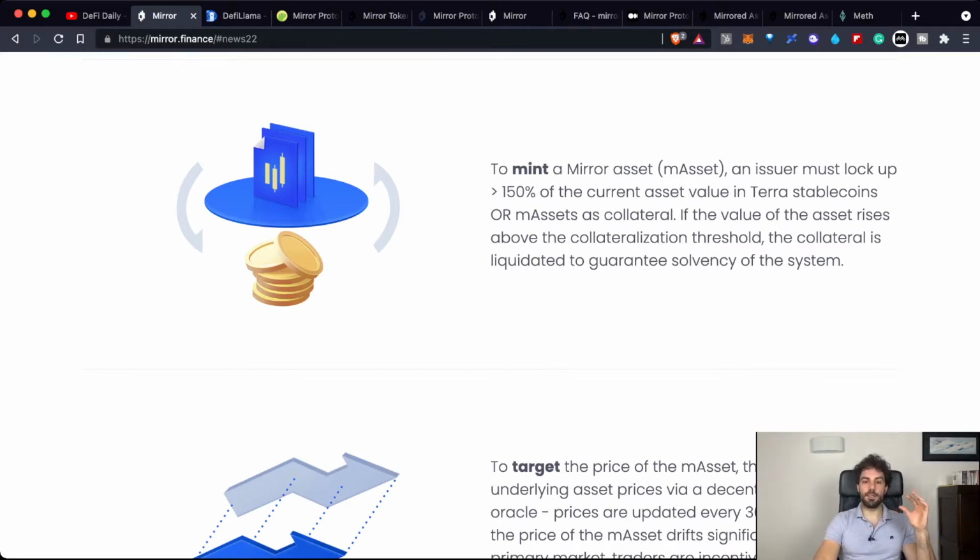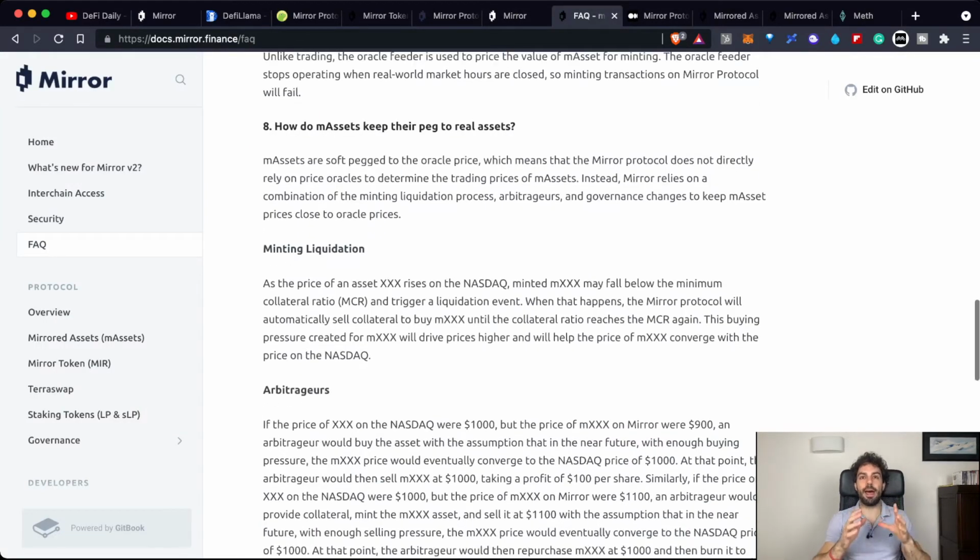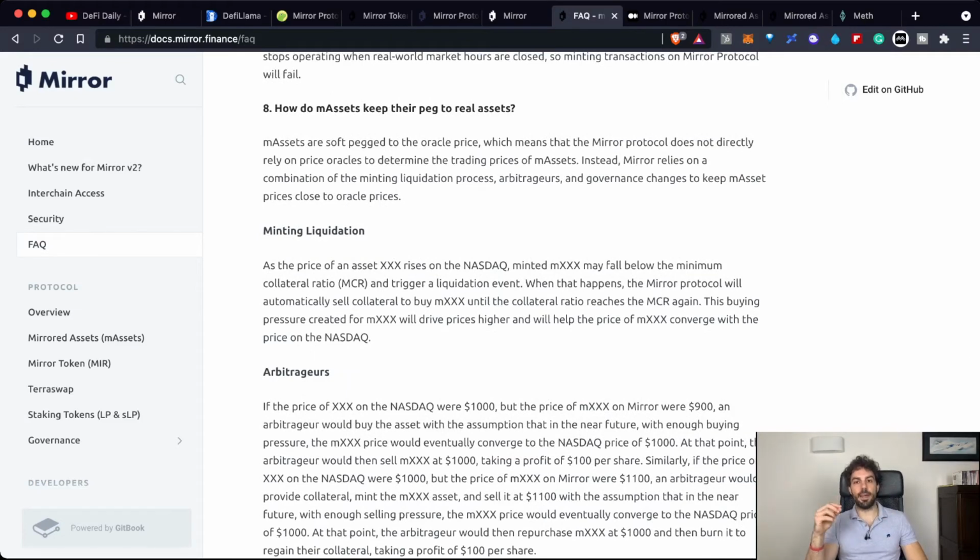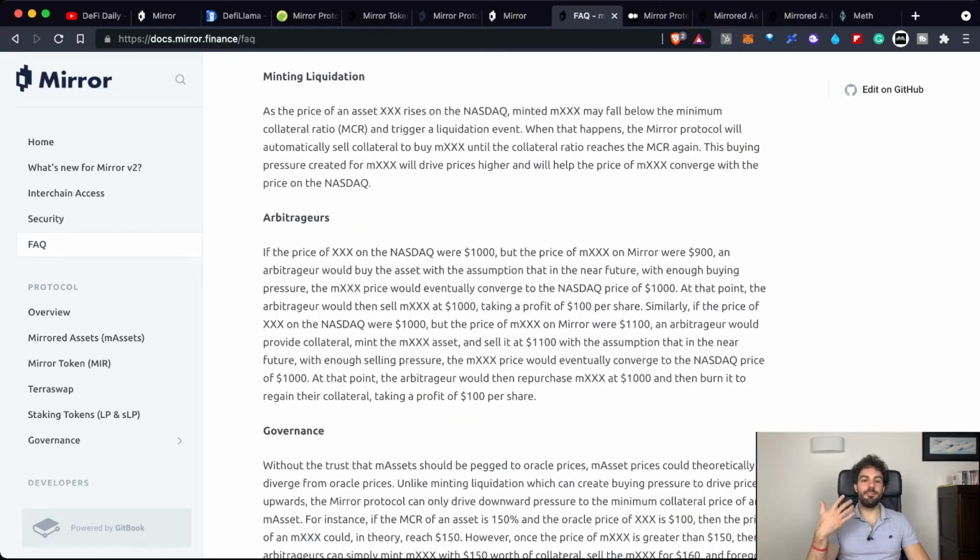About the price of the M asset, it is really interesting to have a look at how the M asset keeps the peg, so it keeps the same price, or at least a really close price, to the real asset price. And there are different mechanisms. Specifically, there are 3 different mechanisms.